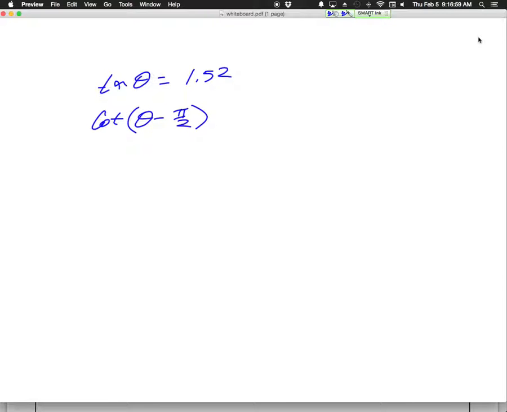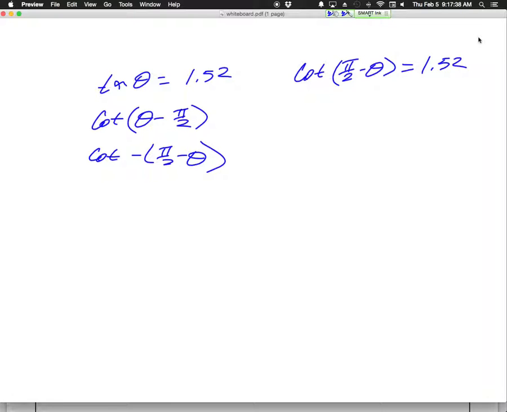Alright, so on this one they tell me that tangent of theta is equal to 1.52. They want me to figure out what cotangent of theta minus pi over 2 is. Okay, if tangent of theta equals 1.52, what else do I know? Very good. So write down what you know. So I know this right here is equal to 1.52. So now what do I want to do to cotangent of theta minus pi over 2? Switch it. So cotangent, put a negative in front of it, pi over 2 minus theta.